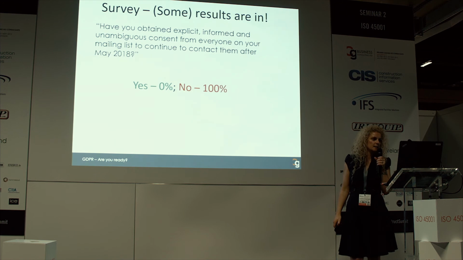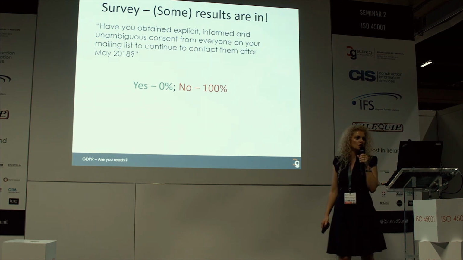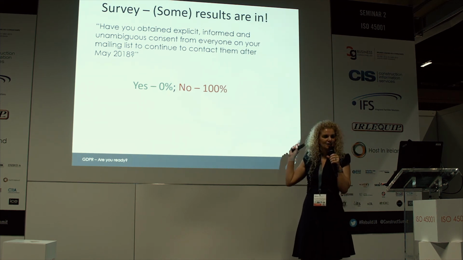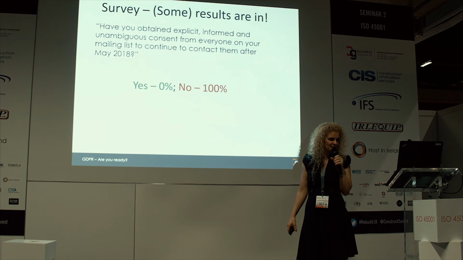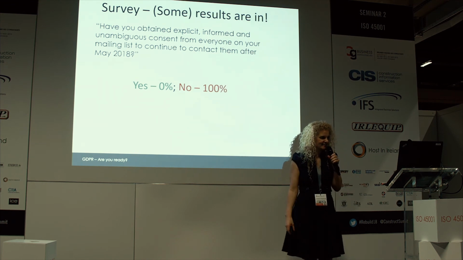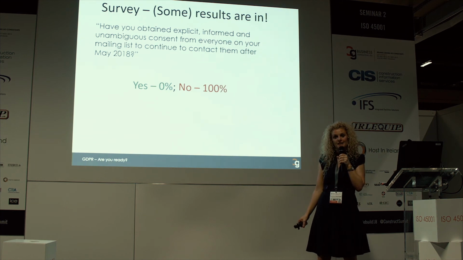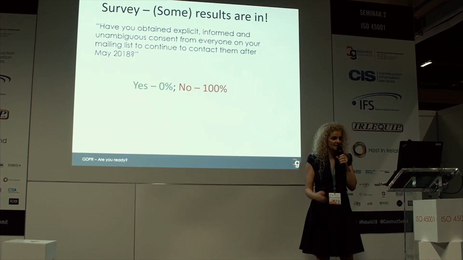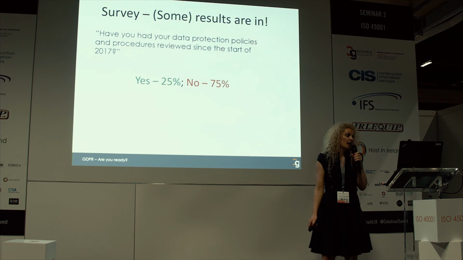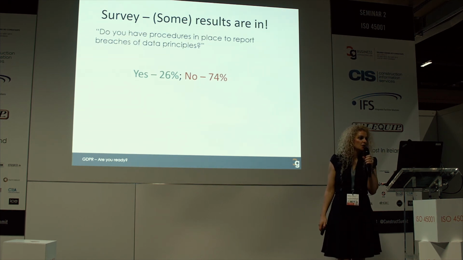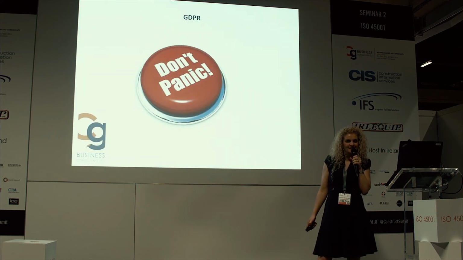Have you obtained explicit, informed, and unambiguous consent from everyone on your mailing list to continue to contact them after May 2018? That's another big project that you're going to have to do. So you are not allowed to technically email anybody on the 26th of May without having their consent. Have you had your data protection policies and procedures reviewed? And do you have procedures in place to report breaches of data principles?